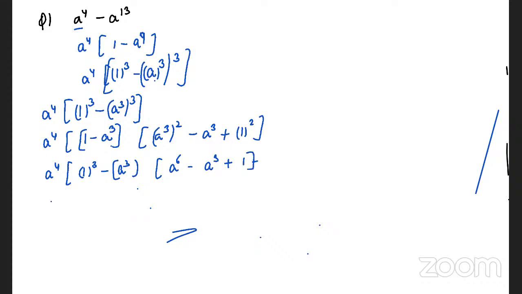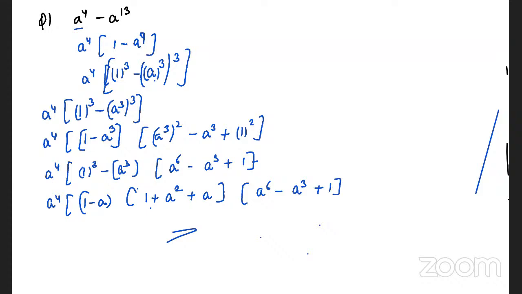So it will become again 1 minus A, 1 plus A square plus A, and A to the power of 6 minus A cube plus 1. These are the factors.